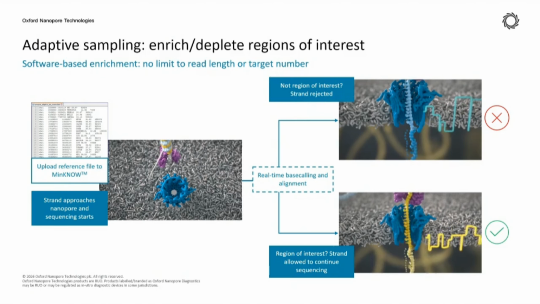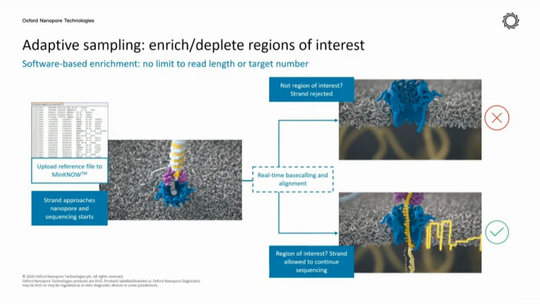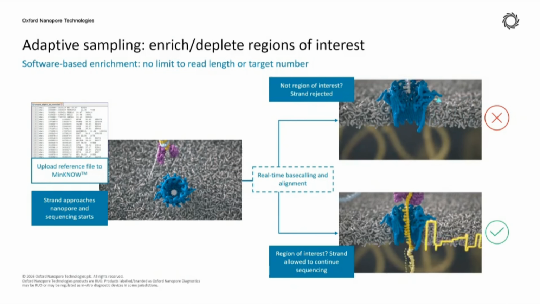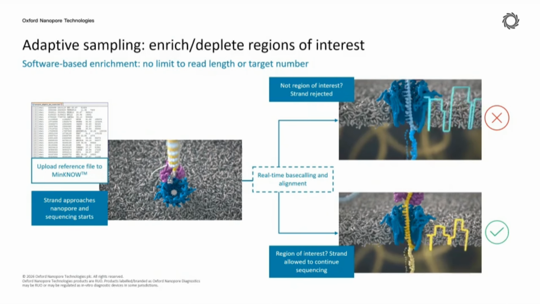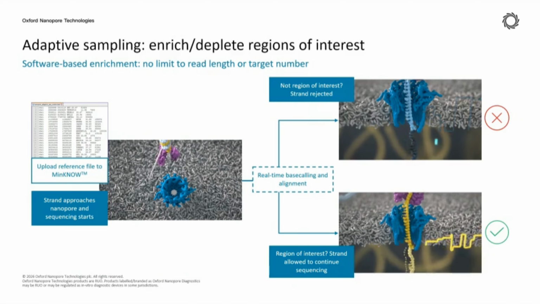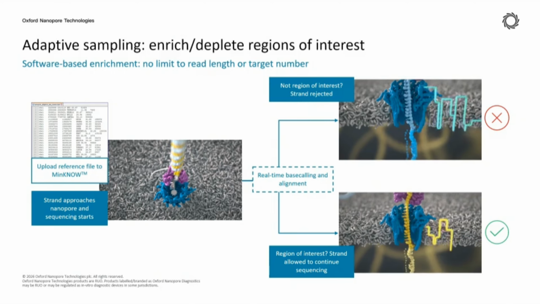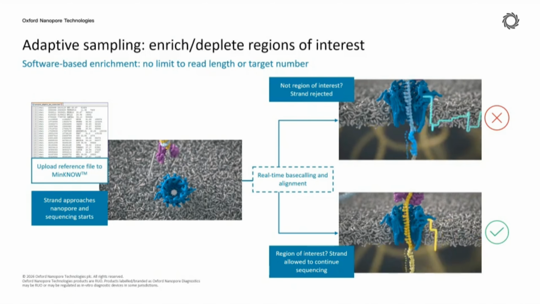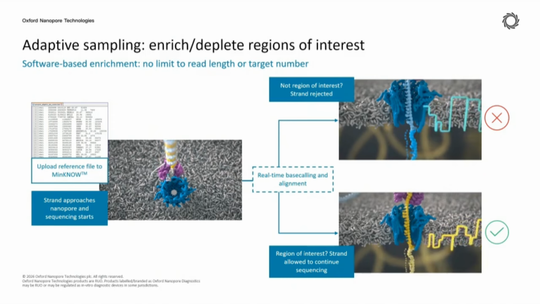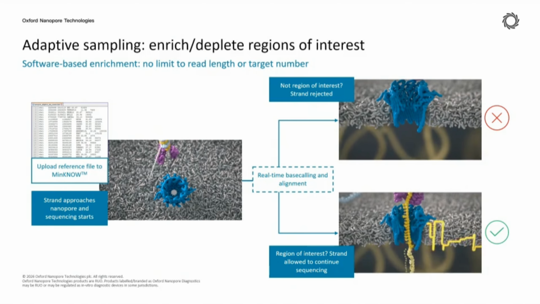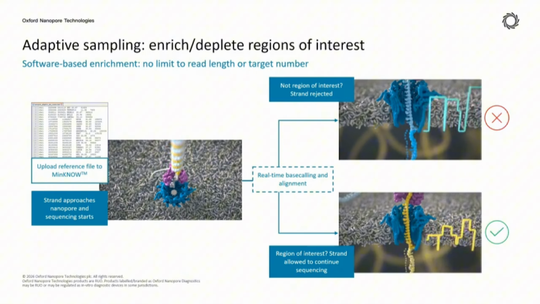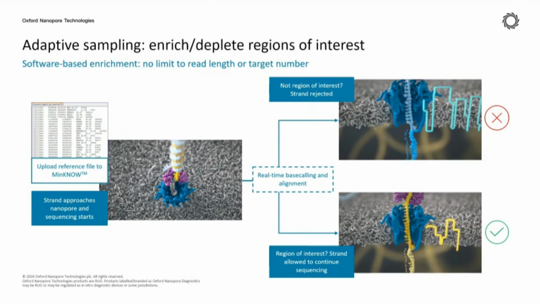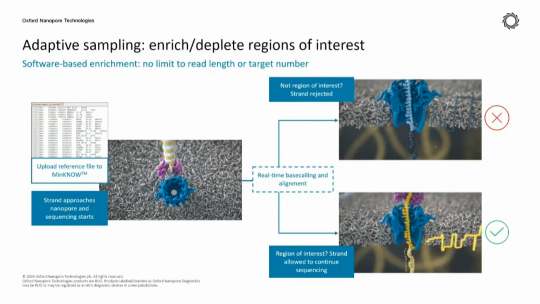And if some of the pores are sequencing non-target sequences or non-target molecules, then signals will be sent to the nanopores so that the DNA molecule passing through the pore will be ejected from the nanopore. And then the pore will get another DNA molecule to continue sequencing. So this is a kind of real-time targeted sequencing where we do not really need to perform any sample pre-processing, like amplifying the target regions or using probes to capture the target regions.